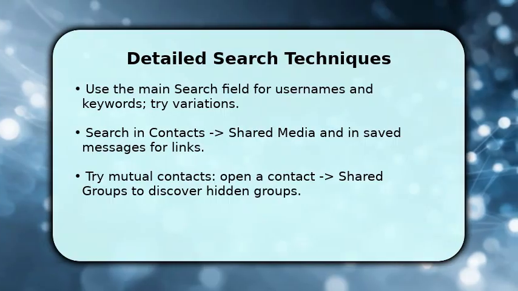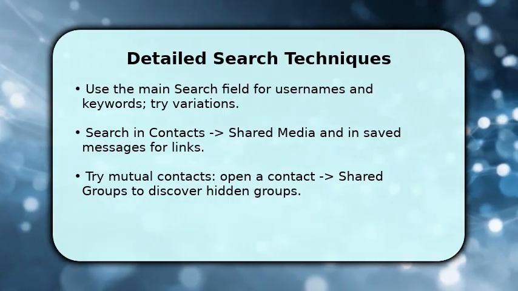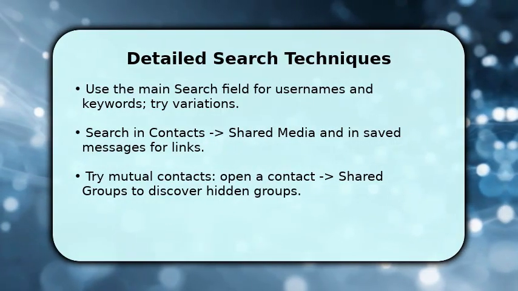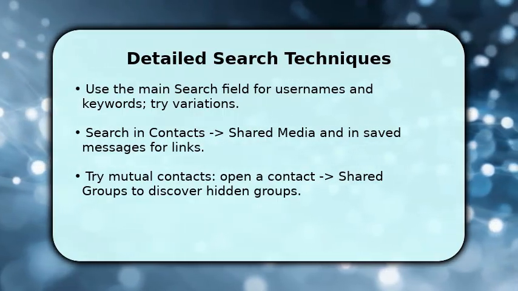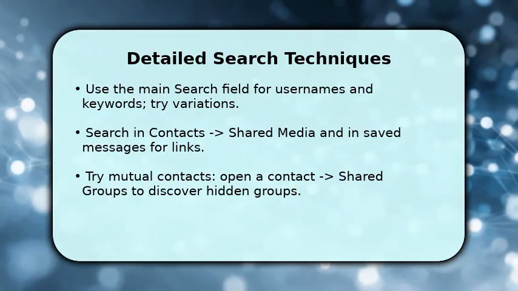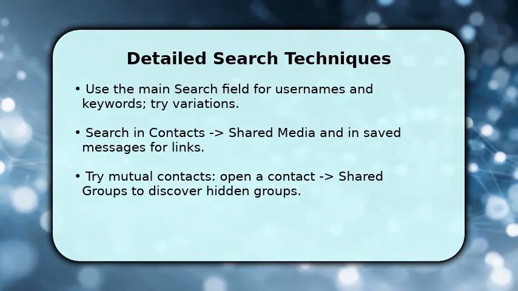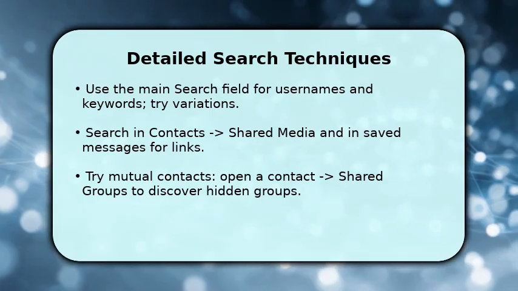You now perform detailed searches. Start in the main search box. Type usernames and keyword variations, because private groups sometimes appear via linked usernames or shared posts. Then check contacts and open shared media with specific friends to find invite links they received. Make sure to scan saved messages too.